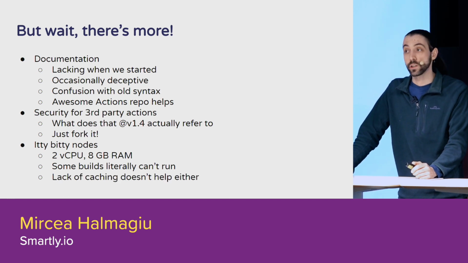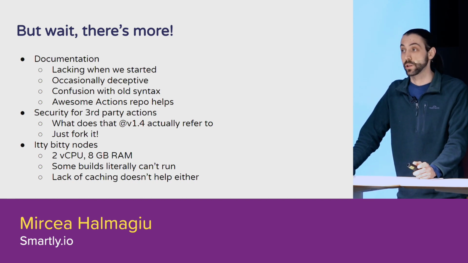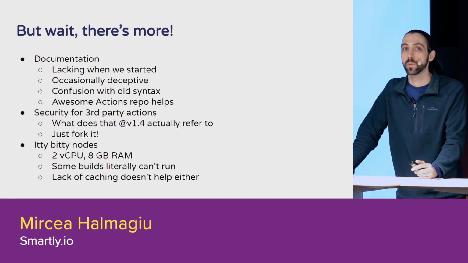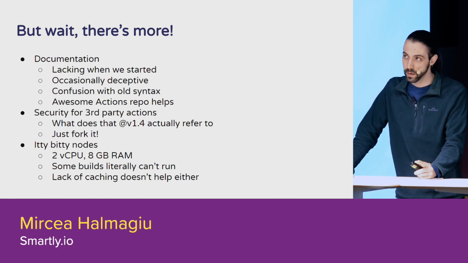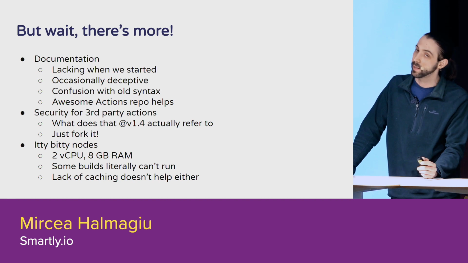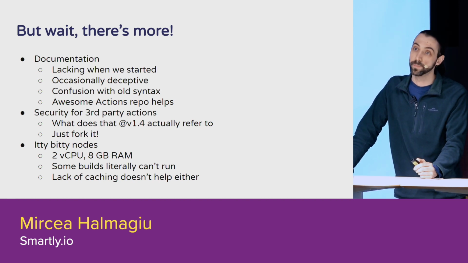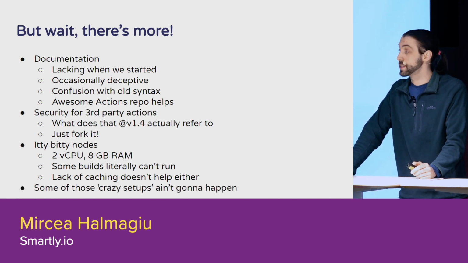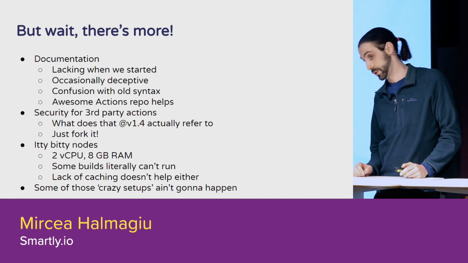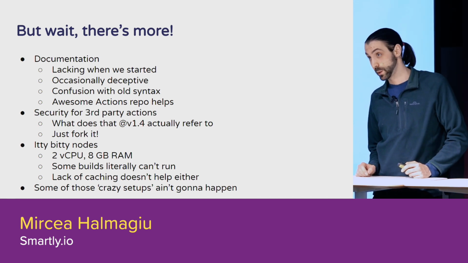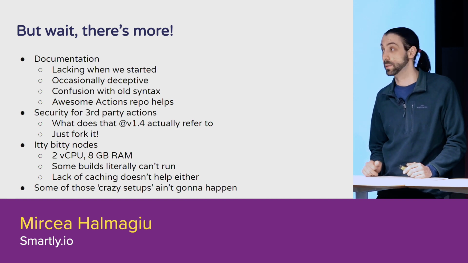And the lack of caching doesn't help with this either. There isn't really an effective way to cache intermediate build results or assets that you're using in your build. There are methods, but they all kind of negate the very nice looking builds. So that's a problem. And some of those crazy setups, they're not going to happen. This is all running on somebody else's virtual machine in Azure. So building a RAM disk that you're going to wrap in an LVM and pass to something else, not really a possibility.